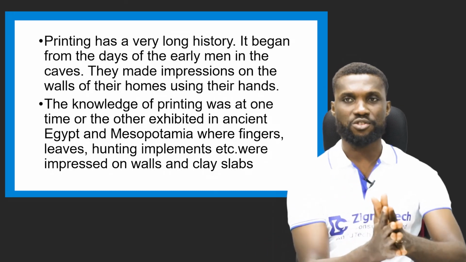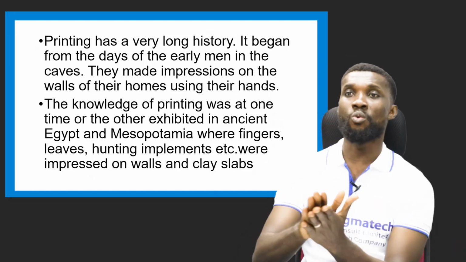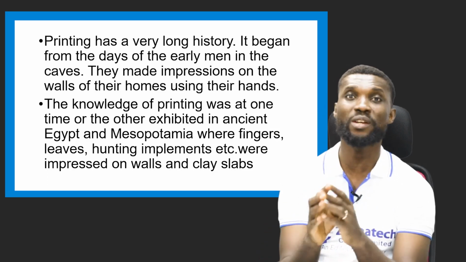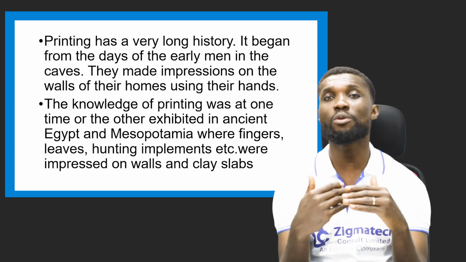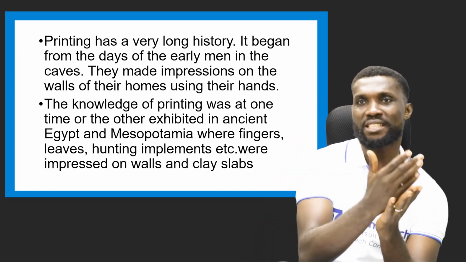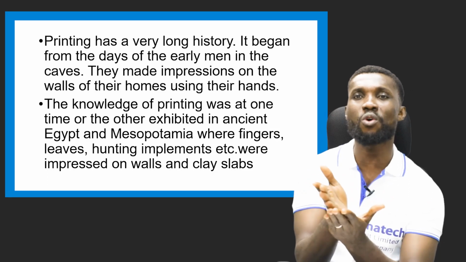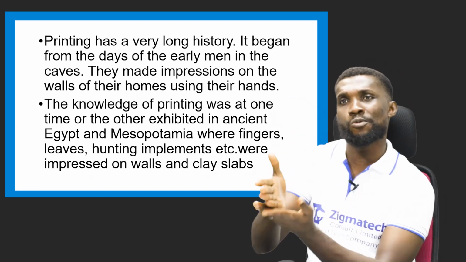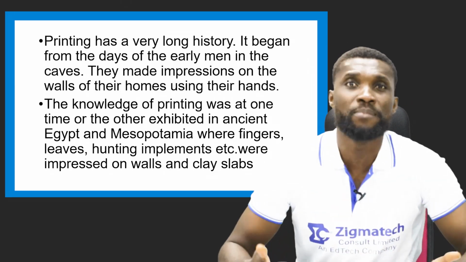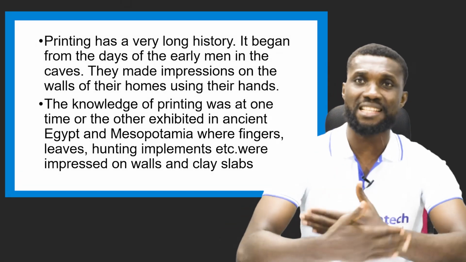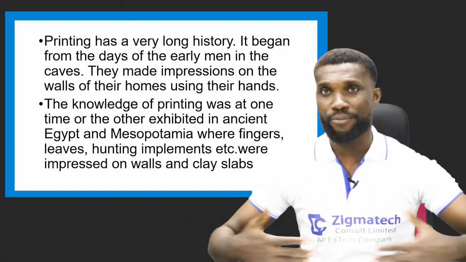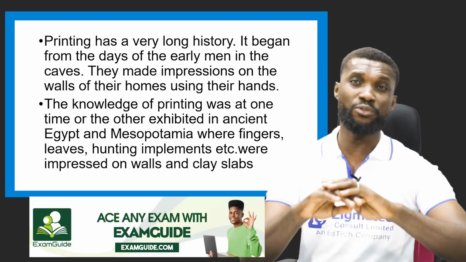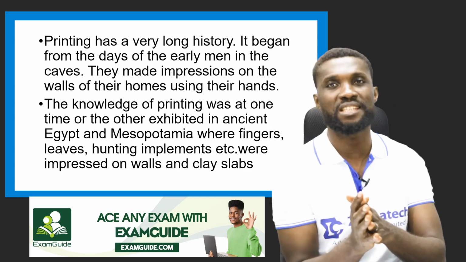Some of all these impressions were made on the walls and even on clay slabs. Some of them were done on the body of the mountain. Now for the Egyptians, there's what we call the pyramids. If you go inside the pyramid, there's a place known as the catacomb. The catacomb is the place where they bury their mummies. So on the body of the catacombs, you find relief sculptures there. Don't worry, as we proceed you will understand some of these things I'm explaining, but I just want to give you a brief history of how printing originated.